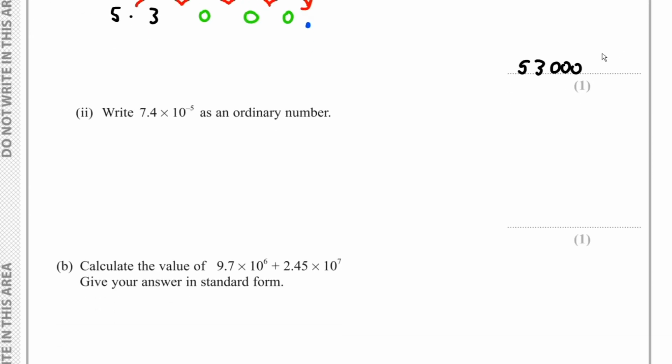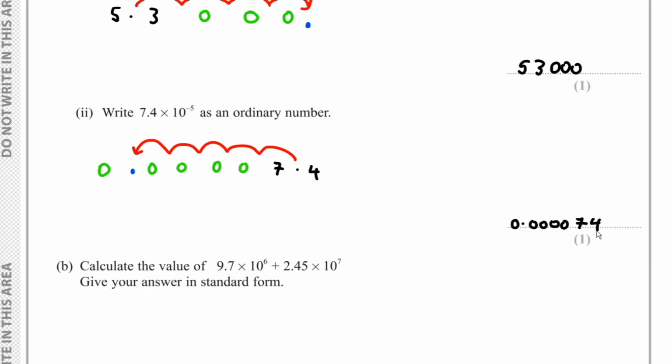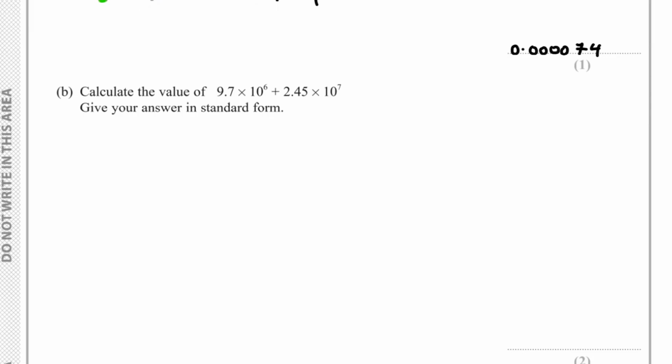For the next part, we've got 7.4 times 10 to the minus 5. So if I've got the 7.4, I need to move the decimal point 1, 2, 3, 4, 5. So I've got 0.000074. Part B. Calculate the value of 9.7 times 10 to the 6 plus 2.45 times 10 to the 7.